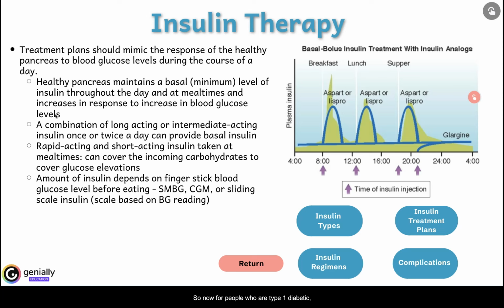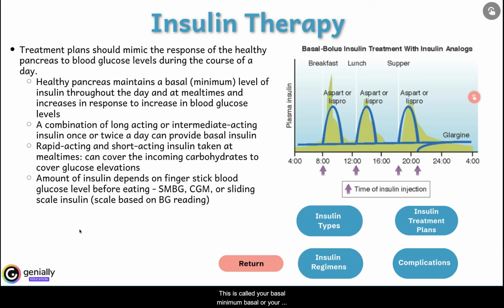So now for people who are type 1 diabetic, who have no beta cells to produce any insulin, what's going to happen when they eat a big meal? They don't have any insulin. And so with insulin therapy, when doctors prescribe insulin treatment for a patient, the best one is the one that mimics the response of a healthy pancreas, like the average healthy person we talked about. The best insulin therapy is the one that mimics that the closest.